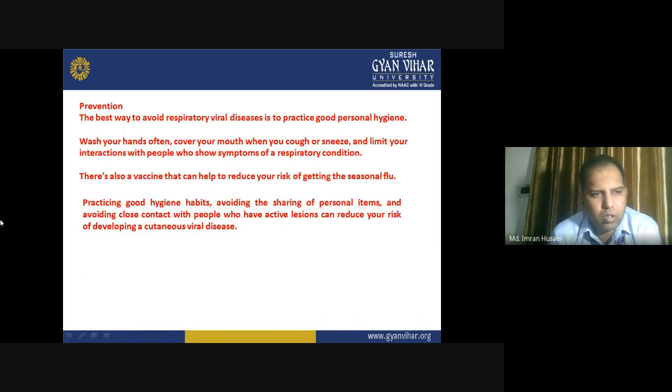So prevention, you all know how you have to protect yourself: healthy hygiene, a proper distance of 1 meter or 2 meters from other people, and how to develop healthy hygiene and healthy sanitation habits.